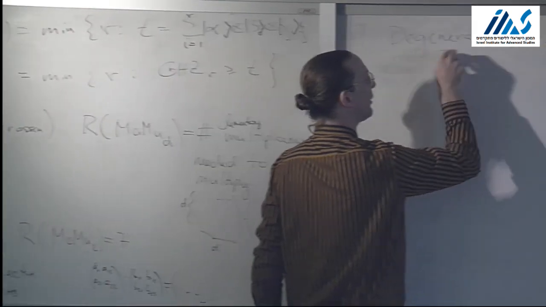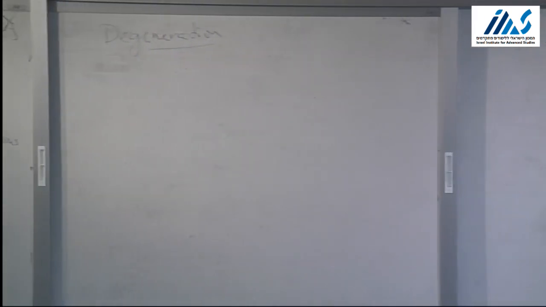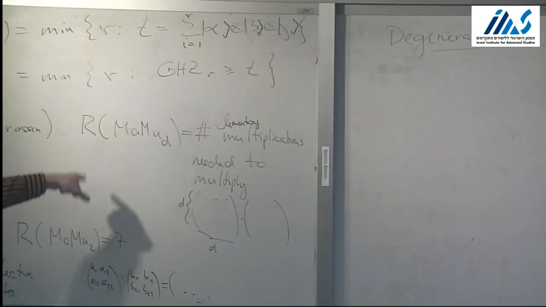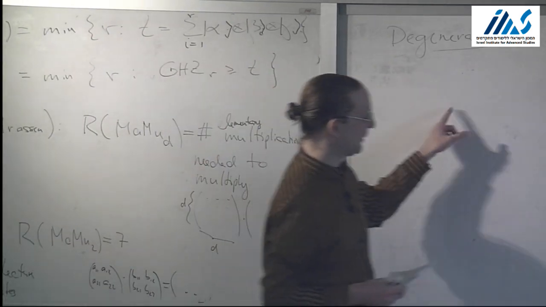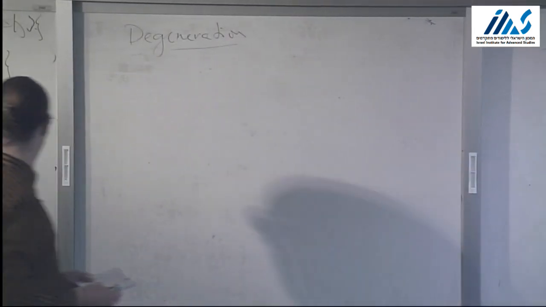Okay, so the plan of today is that we're going to try to understand more and more about this notion, and thereby understand more and more about all this complexity stuff. Okay, that's the high-level plan. So degeneration is the following notion.